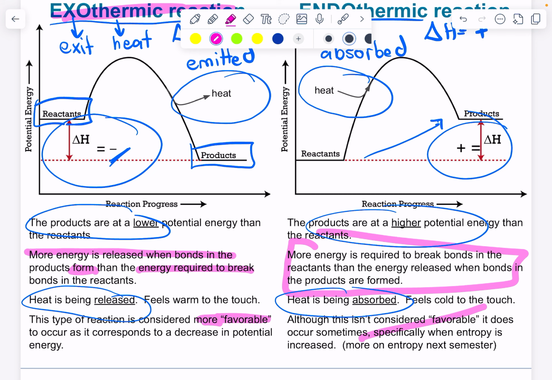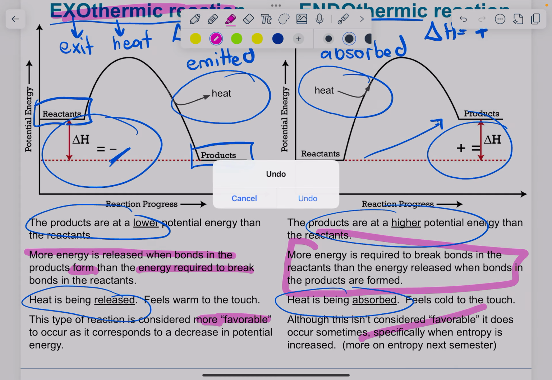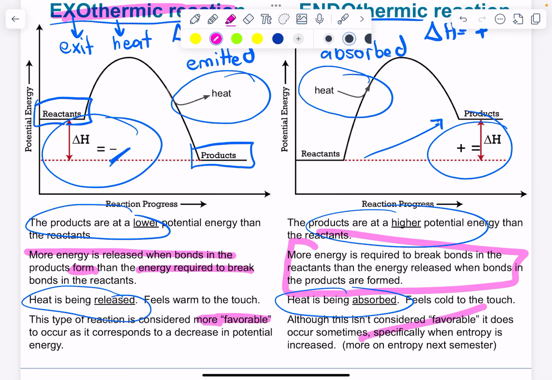We're going to do more examples of this. We're actually going to calculate enthalpy by looking at bond energies. So this idea of more energy being released from the products than is required when the reactants break is going to be emphasized when we do one of those calculations. So if you're not quite getting that, you'll see it again.